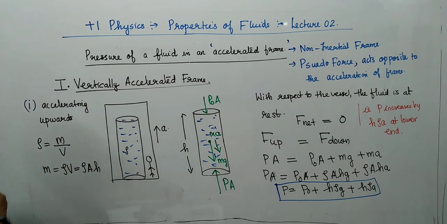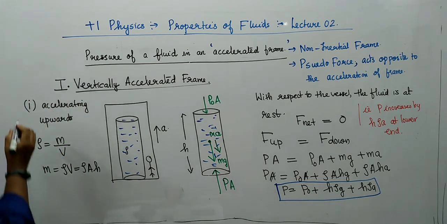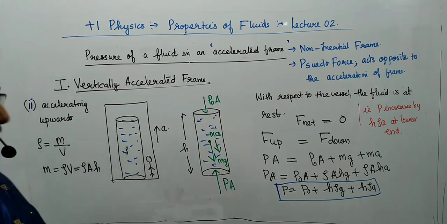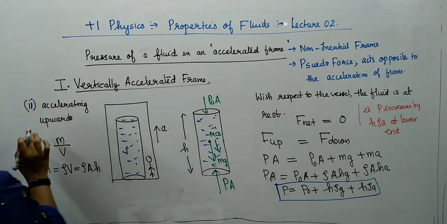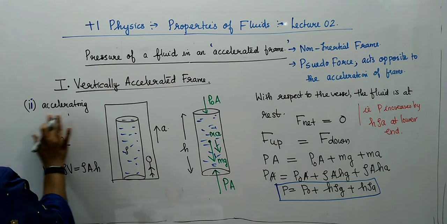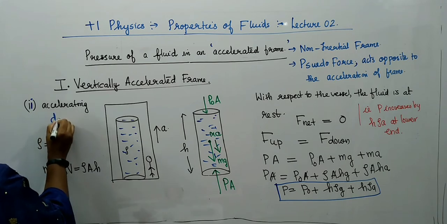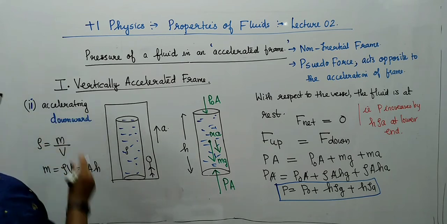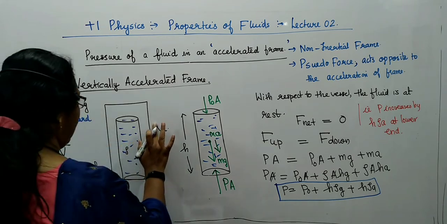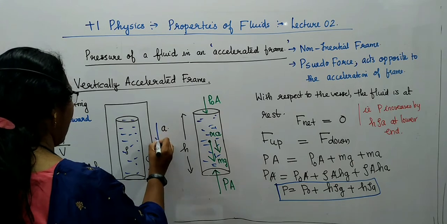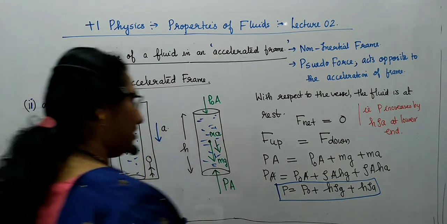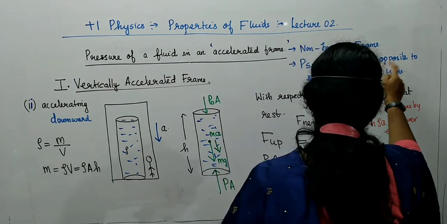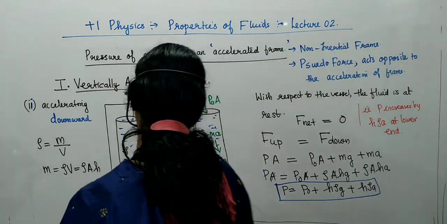Now we are going to the second one, the same figure. Accelerating downward. Now we are going to take the container in which the fluid is taken accelerating downward. Now the arrow is downward. That is, now too, it is non-inertial. There is a pseudo force which acts opposite to the acceleration of the frame.